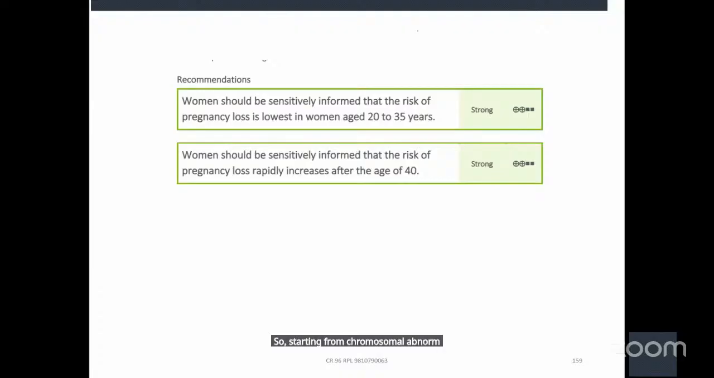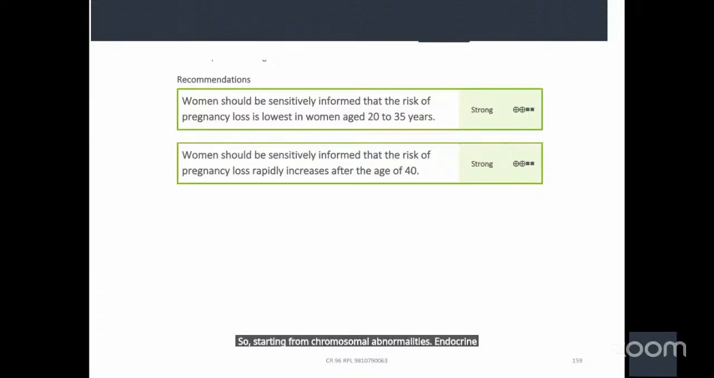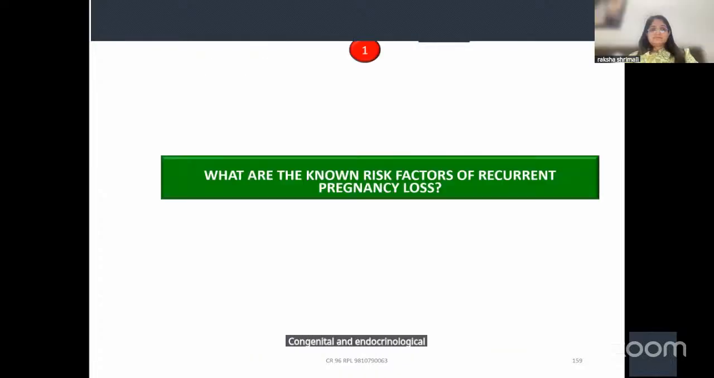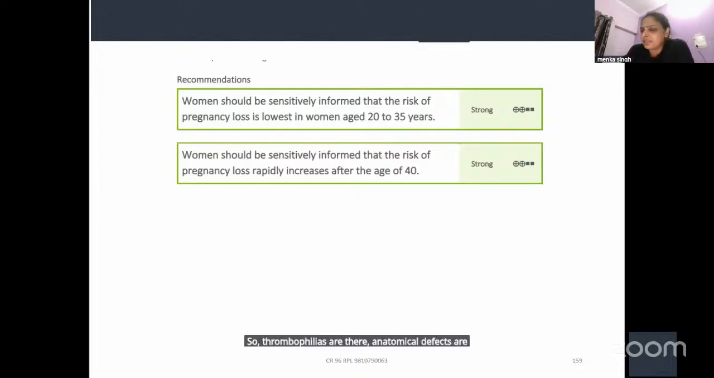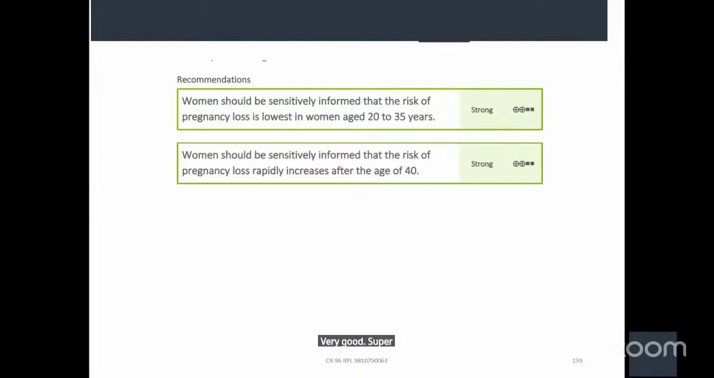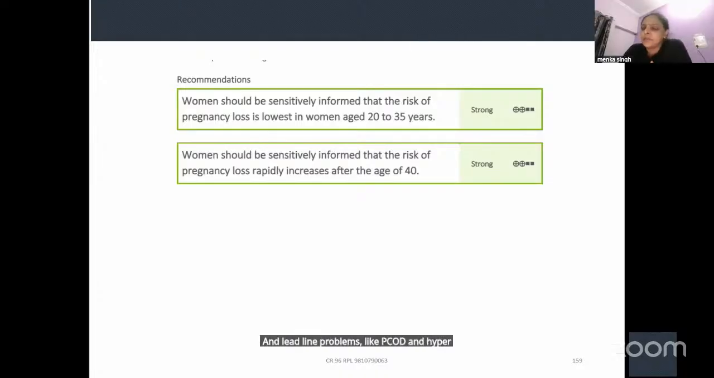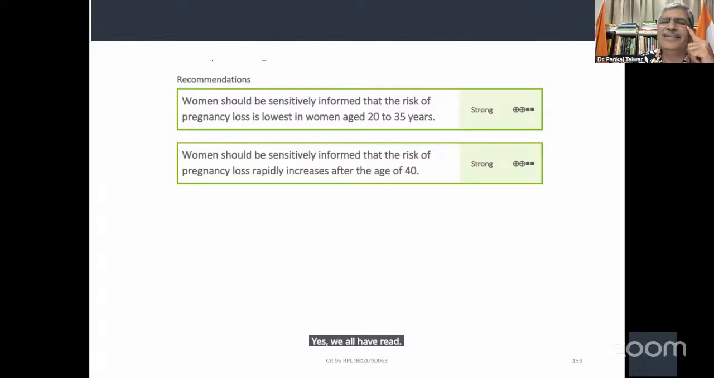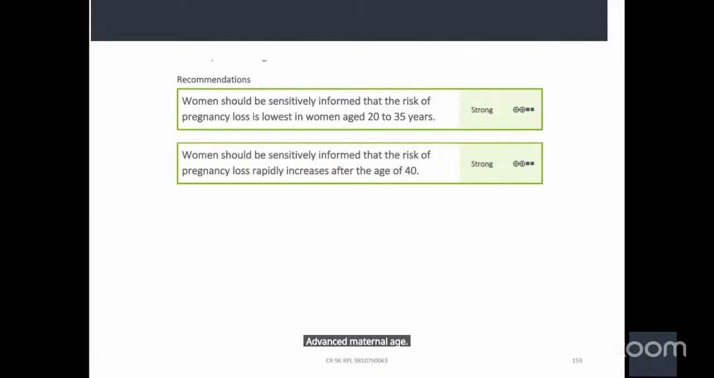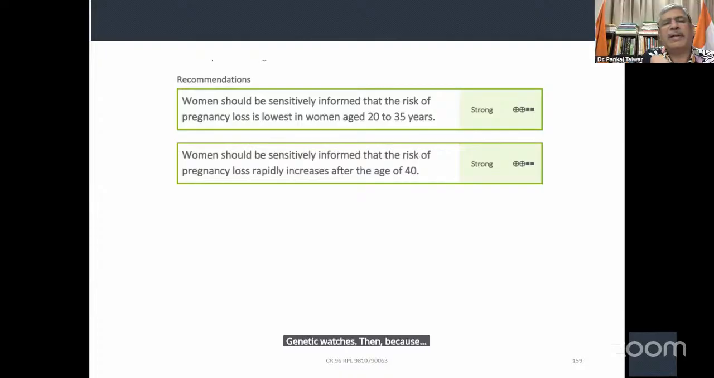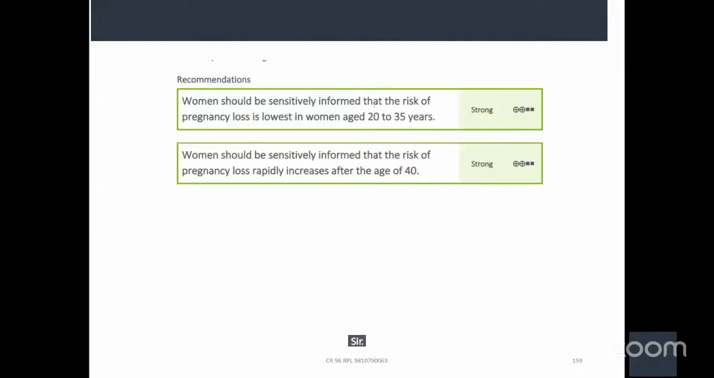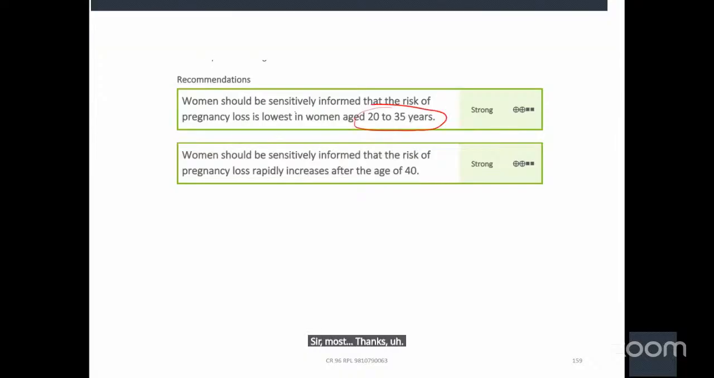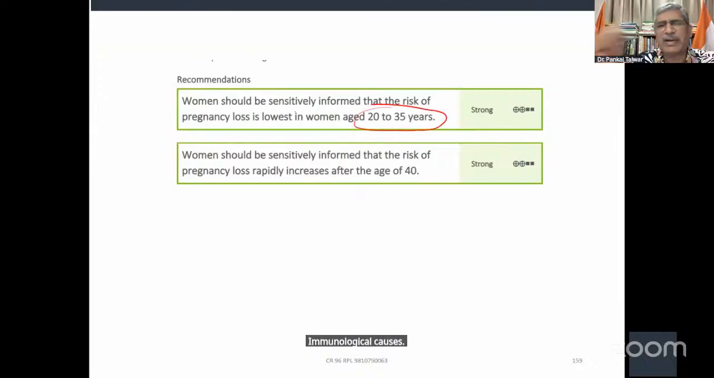Diabetes. Anatomical, endocrine, abnormalities of the uterus. Congenital and endocrinological. Thrombophilias are there, anatomical defects are there. Very good. Immunological problems. Obesity, PCOD, hyperthyroidism, hypothyroidism, luteal phase deficiency, hyperprolactinemia. Yes, genetic causes. All have read very hard. Super. Diabetes, so here, uncontrolled diabetes. Good. Let's see one by one. The risk of pregnancy loss is low. Immunological causes. Very good. Antiphospholipid antibody. Super. You've all read.